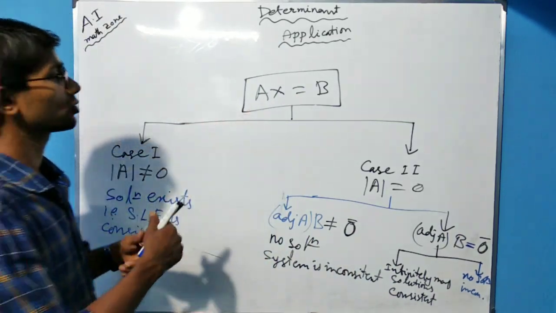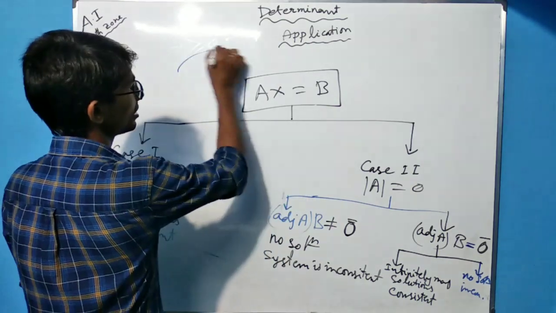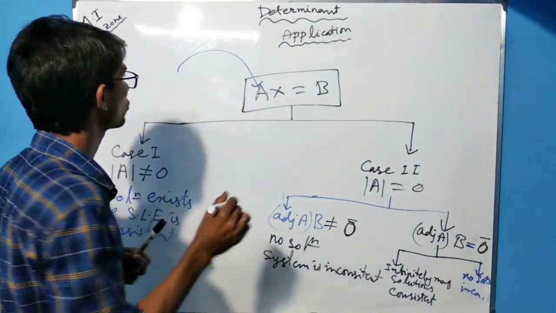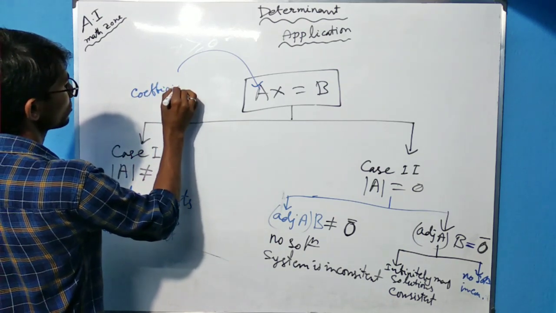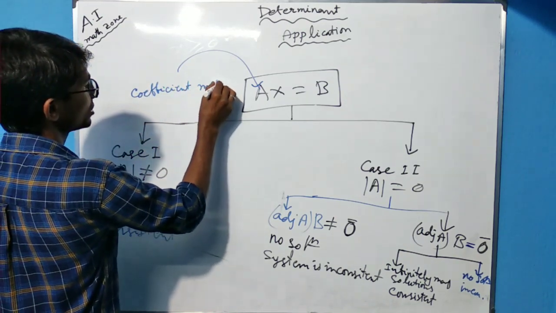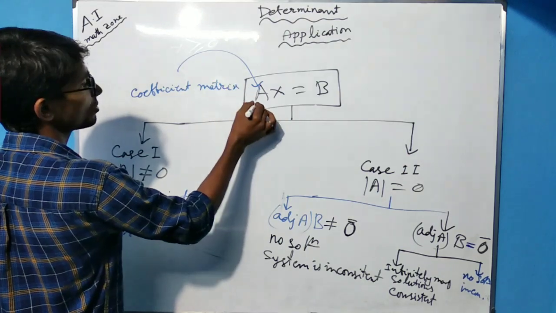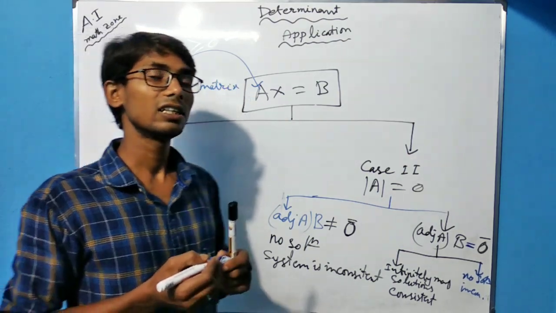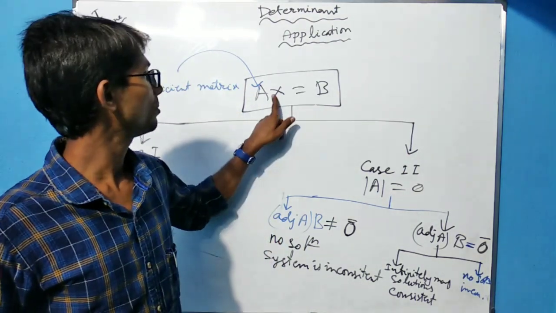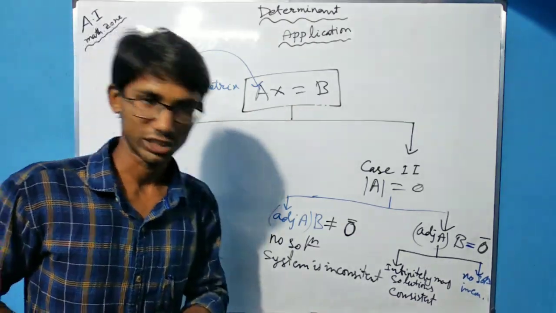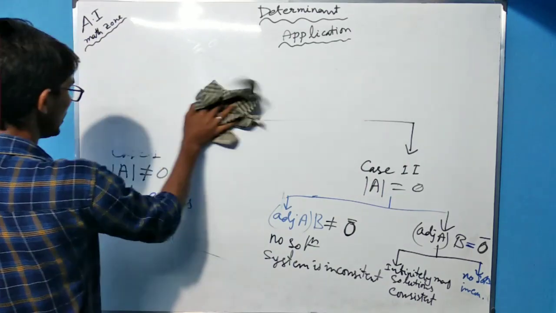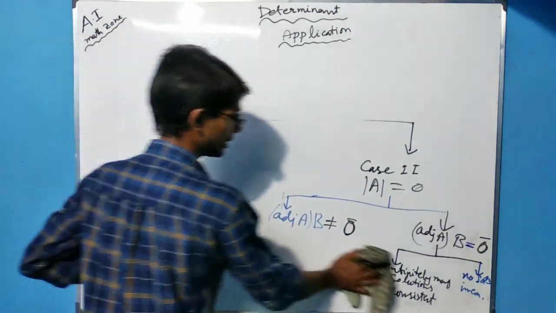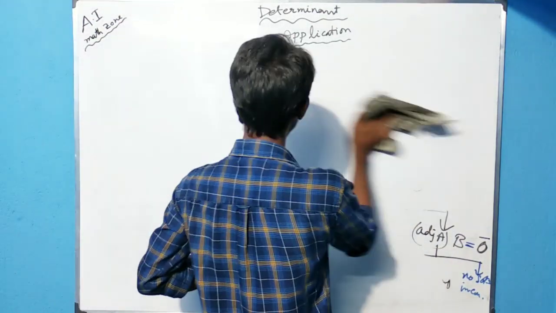Also this one is called coefficient matrix. यहाँ पर जो A मैट्रिक्स है इसको coefficient matrix भी बोलता है. This matrix is also known as coefficient matrix. इसको variable matrix बोलते हैं और इसको constant matrix बोलते हैं. Okay. Now let's solve few questions and it will be more clear.